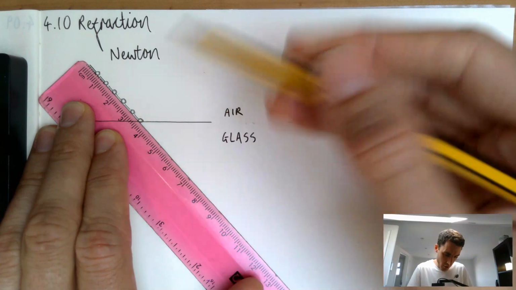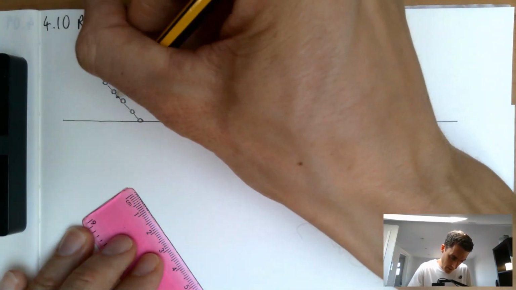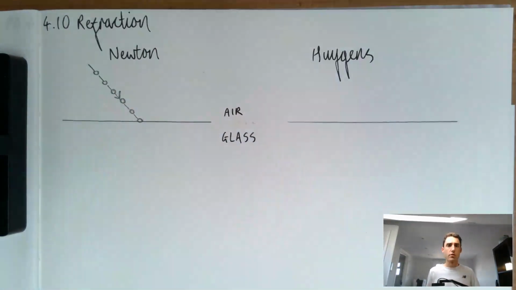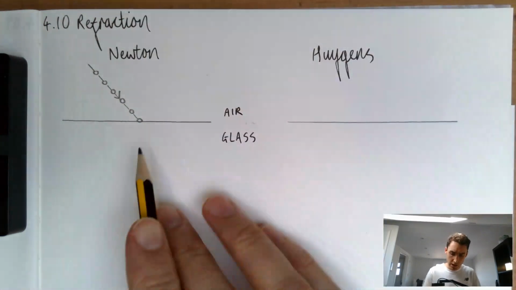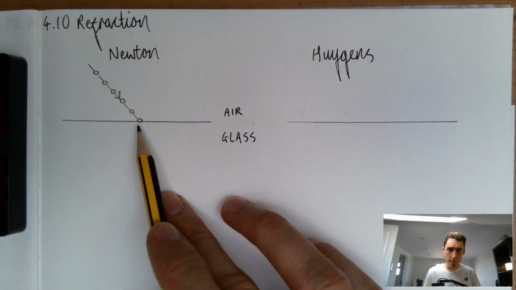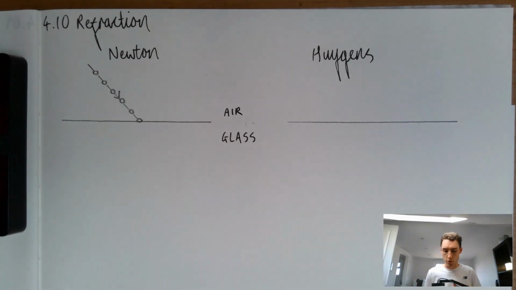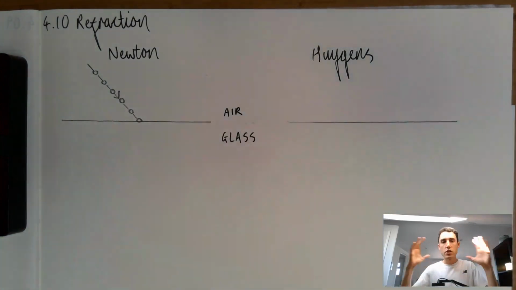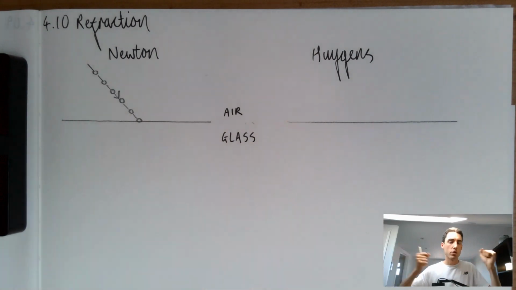As they approach the glass from air, you might want to add an arrow just to show that they're moving in that direction. As they approach the glass, they get closer and closer. And what Newton thought, because Newton, remember, and this is definitely going a little bit beyond year 7, but it might be helpful background for you, Newton had this theory of the universe that everything was made of these tiny little particles, and everything would be explicable in terms of forces acting between them.